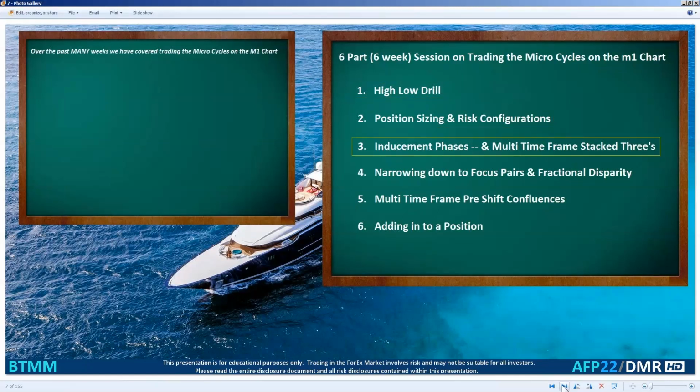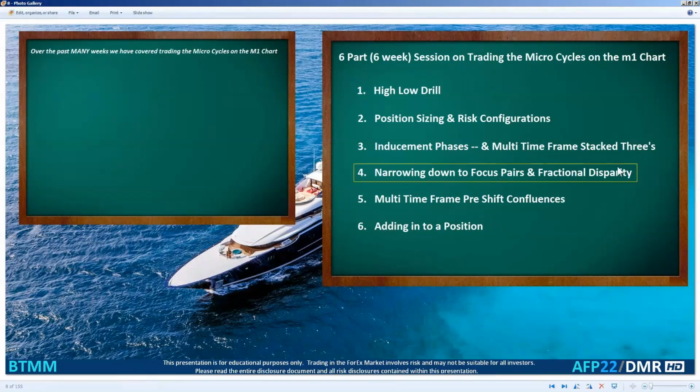We covered inducement phases and multi-time frame stacked threes, a very important concept that we did at least 2 DMRs just on this concept. I believe we split this up. And then we moved on to a very important topic of narrowing down to focus pairs and fractional disparity. That was a very interesting session where we came to the conclusion that there were 7 very clear pairs for us to focus on and trade.